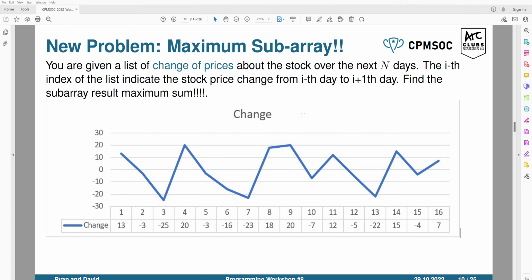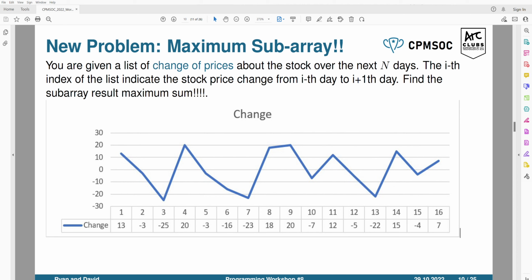which we call the maximum subarray problem. And the question is as follows. We are given a list of price changes, where the i-th index indicates the stock price change from state i to state i+1, and we want to find the subarray that maximizes the sum.